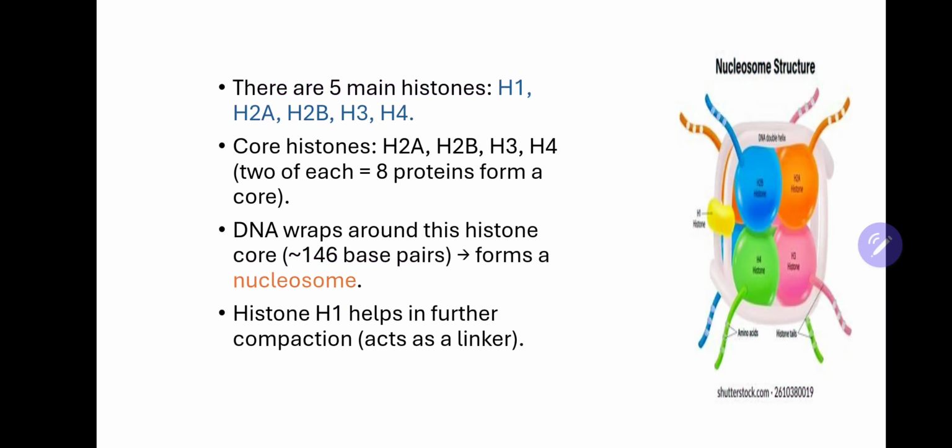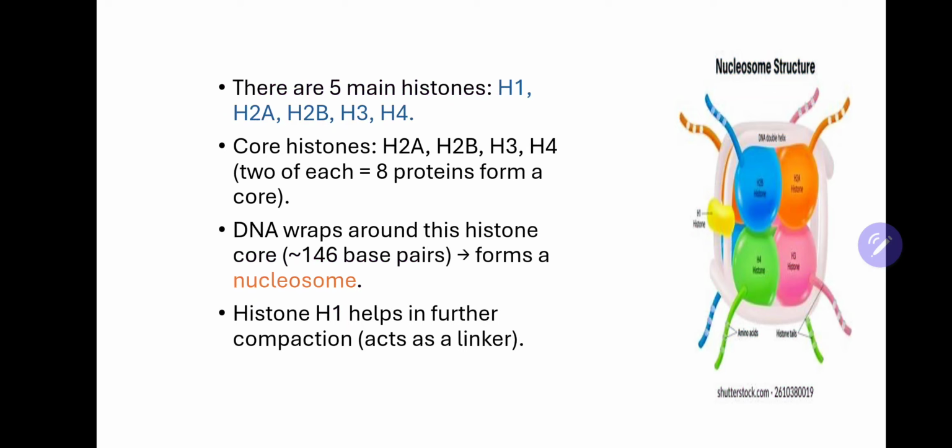Next, we are going to discuss the five main types of histones, that is H1, H2A, H2B, H3 and H4. The last four are the core histones, that is H2A, H2B, H3 and H4, and they are 2 in number each. That constitutes a total of 8 proteins. These 8 proteins form a core, and they are known as the core histones, and the rest, H1, acts as a linker protein which helps in further compaction.